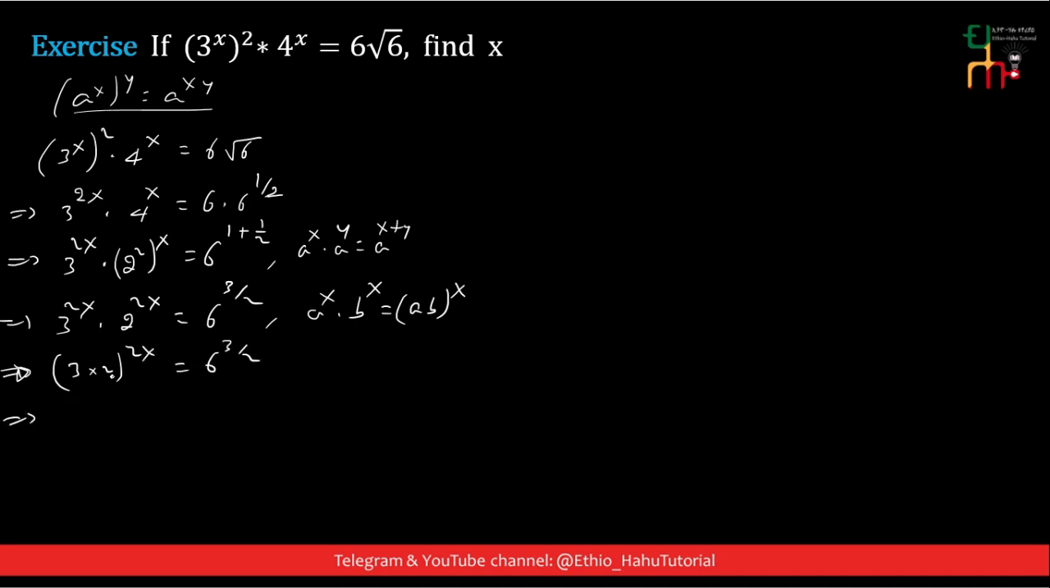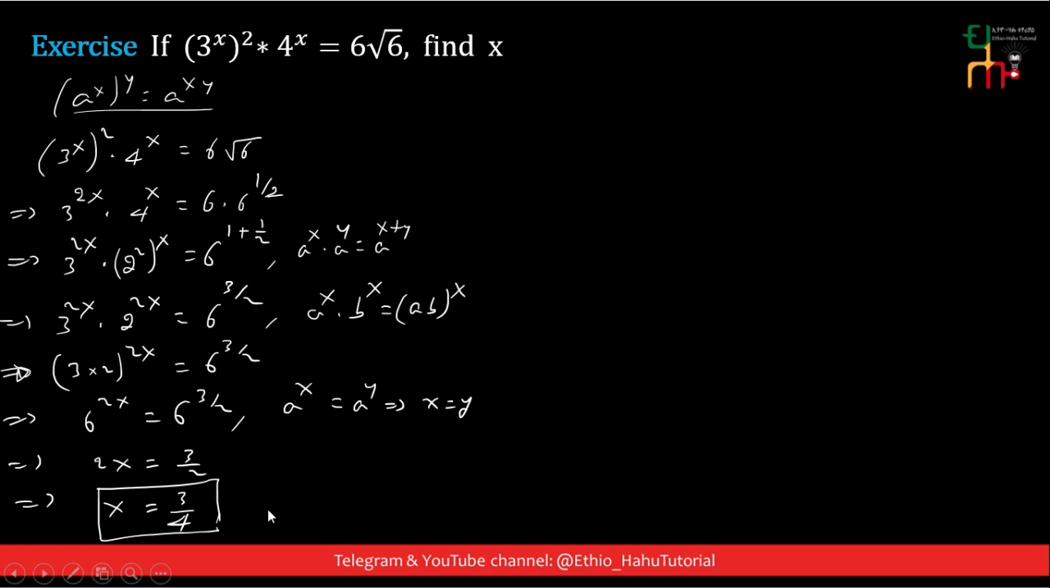This implies 3 times 2 is 6, so 6 to the power of 2x is equal to 6 to the power of 3 over 2. But again, a to the power of x is equal to a to the power of y implies x is equal to y. Therefore, 2x is equal to 3 over 2. This implies x is equal to, dividing both sides by 2, 3 over 4. The value of x is equal to 3 over 4.